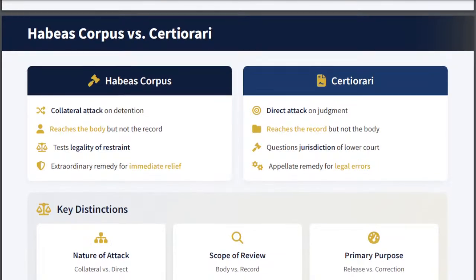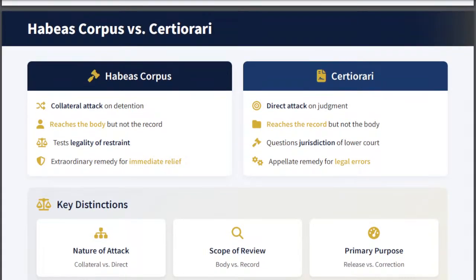Okay, now we get to habeas corpus versus certiorari. Habeas corpus is a collateral attack on detention. Certiorari is a direct attack on judgment. So this is a side attack just on the detainment side, but certiorari is a direct attack on a judgment. Habeas corpus reaches the body, but not the record. Certiorari reaches the record, but not the body.